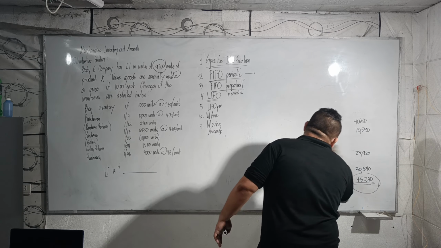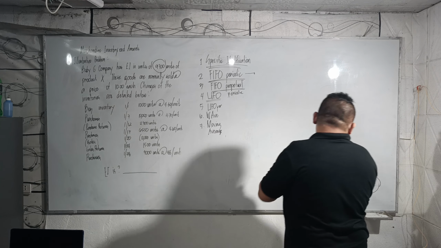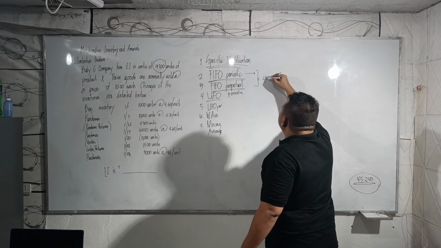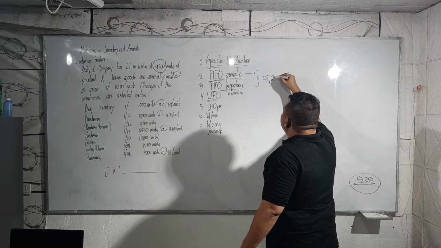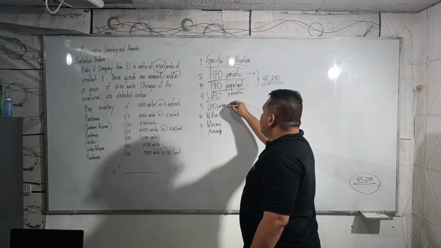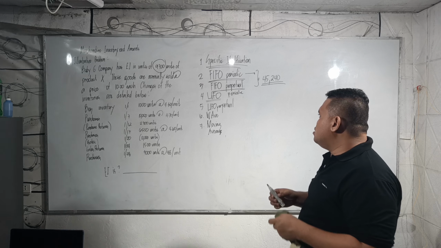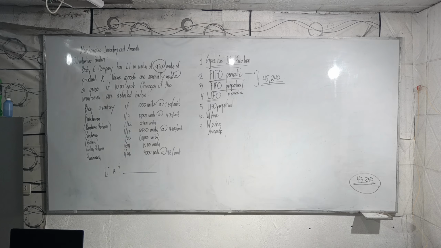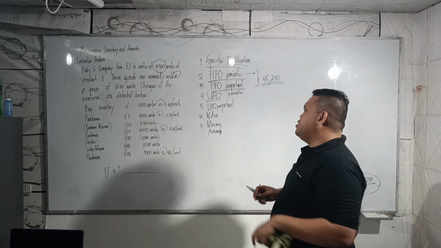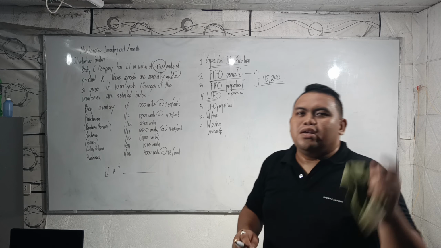Remember that in our FIFO, we have both the FIFO periodic and FIFO perpetual. We have 45,240 as the ending inventory. Now again, let's start solving the illustrative problem using LIFO periodic and LIFO perpetual. So, LIFO means last in, first out. That means the most recent purchase of the company will be the ones that will be sold first.